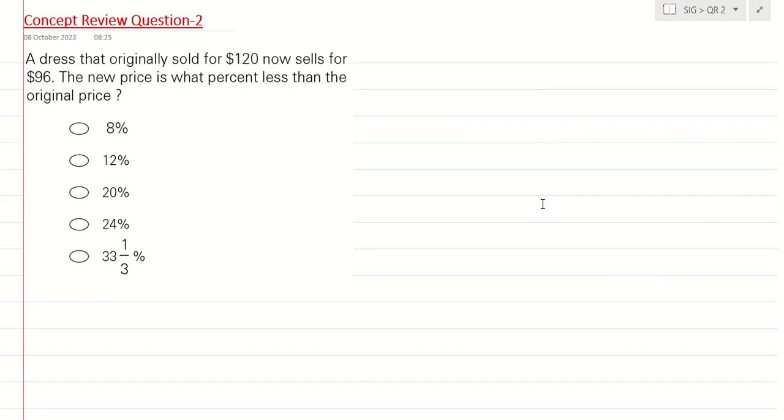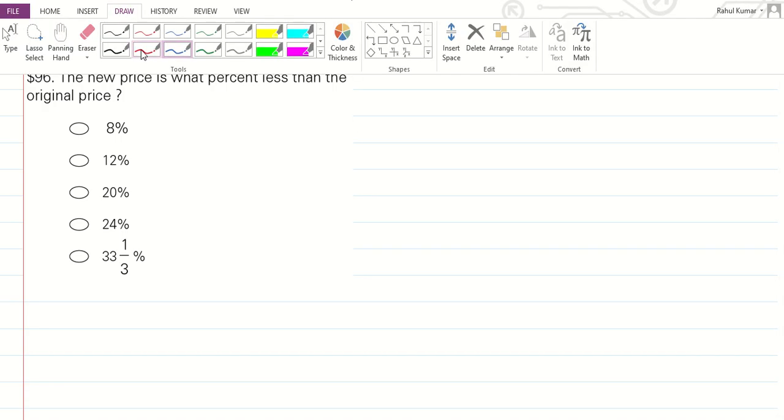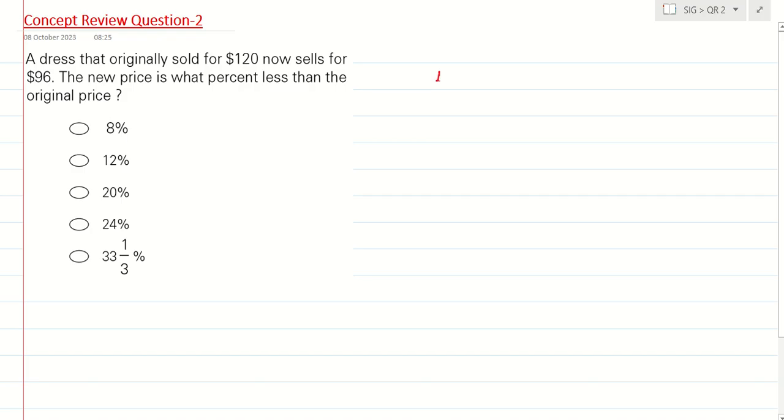Let's solve this question. A dress that originally sold for $120 now sells for $96. The price is what percent less than the original price? What is the original price here? The original price, can I say $120? This is the original price, $120. And what is the new price? $96. The question is, the new price is what percent less than the original price, which means the question is to find the percentage decrement.